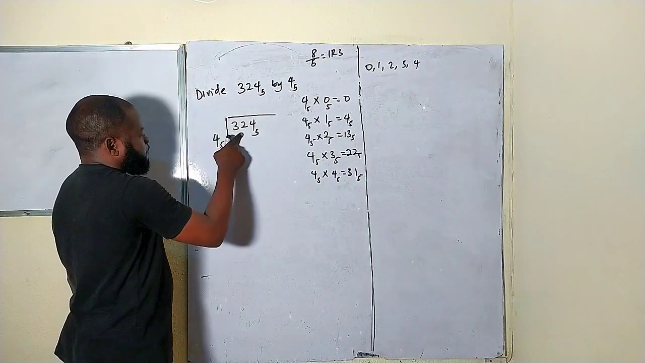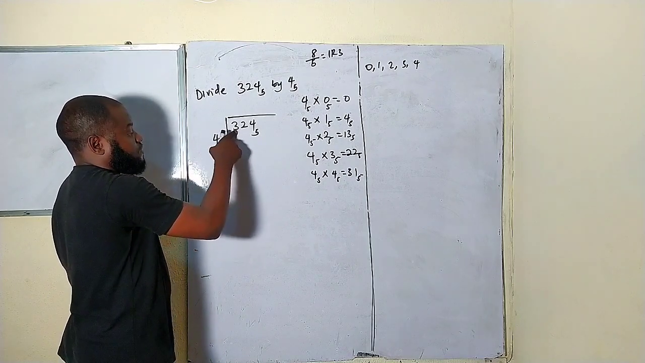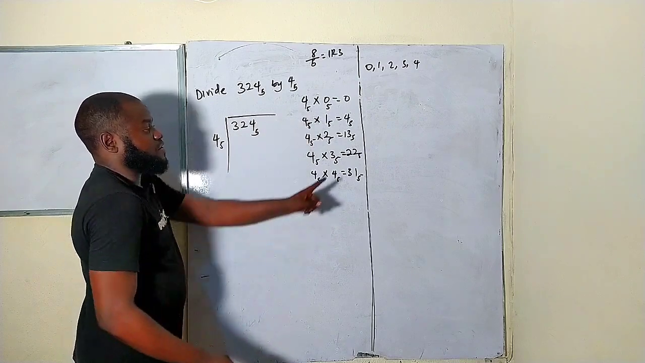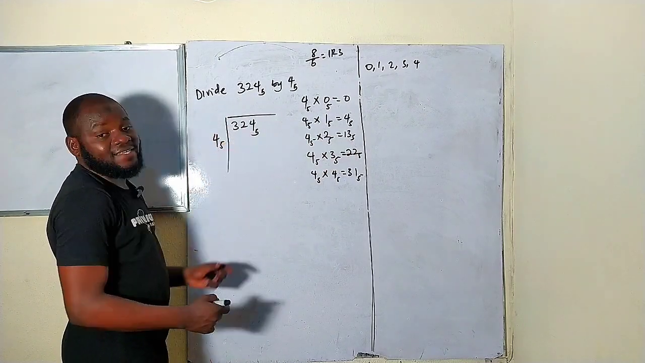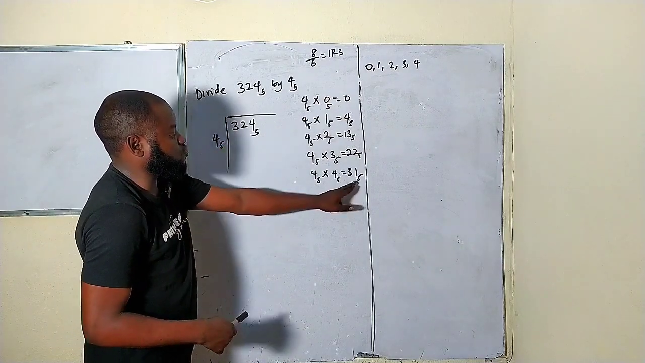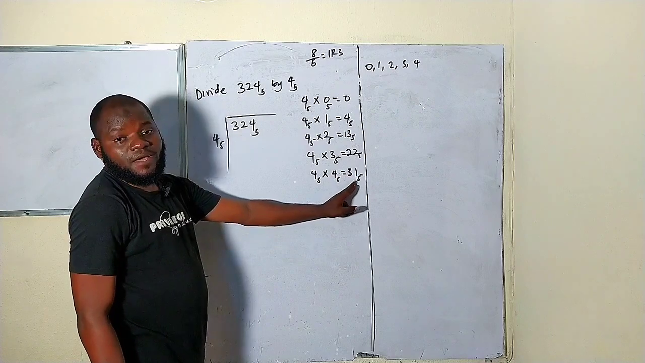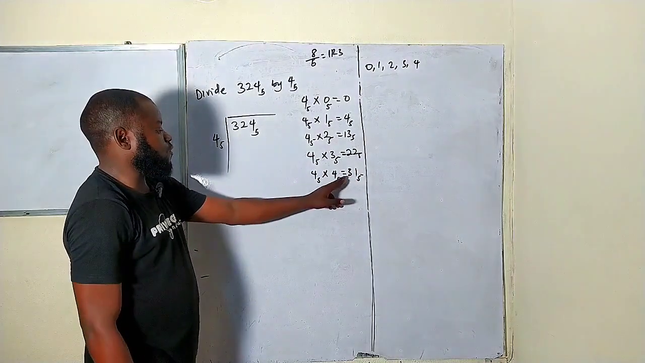Fine. So 3 divided by 4. Is there any number that we can use to divide that? We don't have, because the digit here is 4 and it's greater than 3. So we put these two together, that's 32. 32 divided by 4. Is there any number here that gives us 32? No. But we have a number that gives us 31, and 31 is very close to 32. So we say 4.